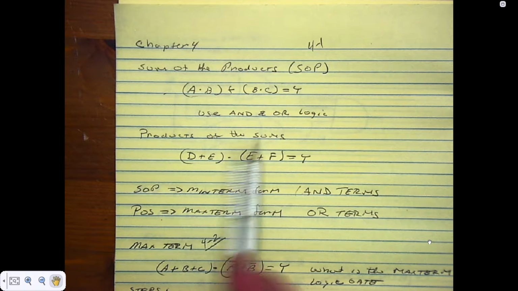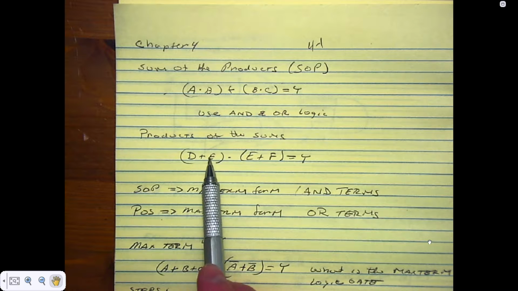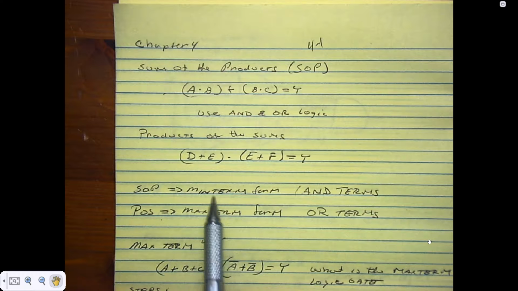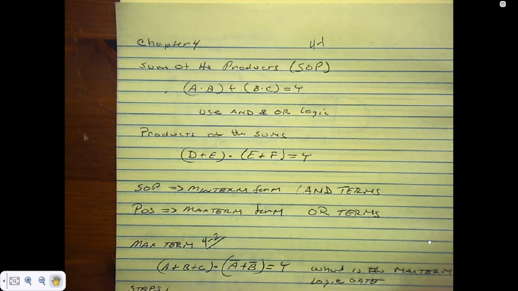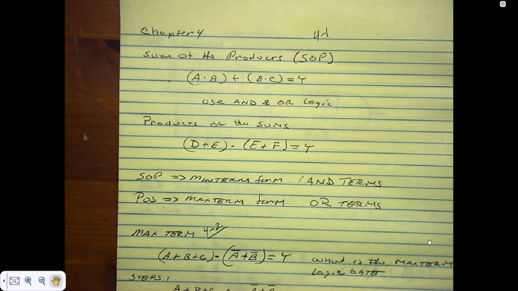Likewise, the products of the sums, or the POS as I call them, is if you look at D or E and F. These would be the max terms. If they're ORed together, we call them max terms. And if they're ANDed together, then we call them the minterms. So just FYI on that, please read that section real closely and you should get a little bit more clear foundation behind it. If you have any questions, reach out to me.